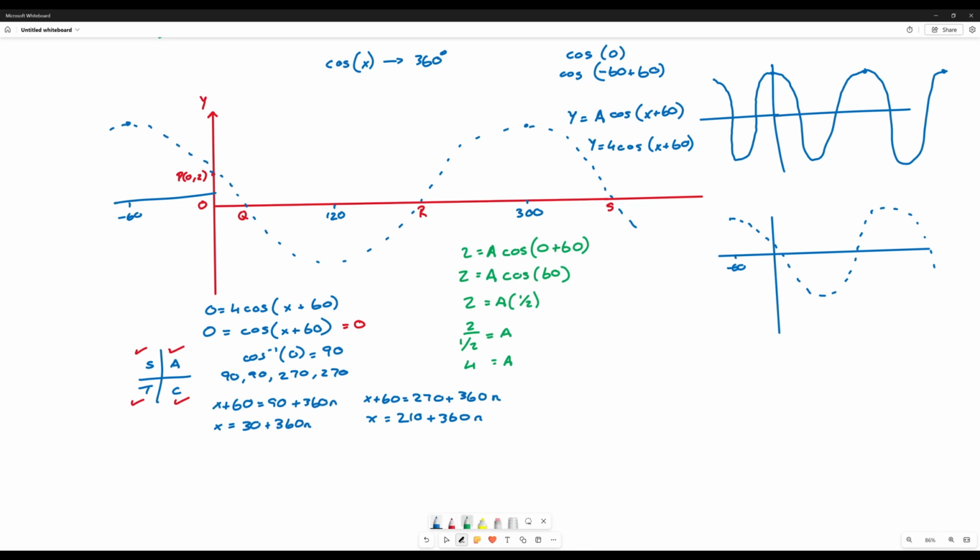And then we're just going to do n equals 0. And that means that the first x is 30. Second x is 210. Those look suitable, right? Q looks like it would be 30. This looks like it would be 210 just because it's in between 120 and 300. I can respect it.